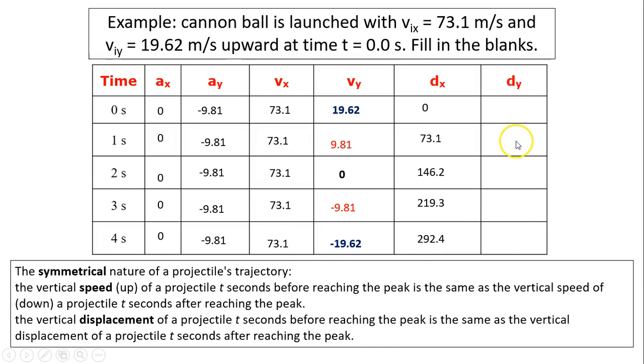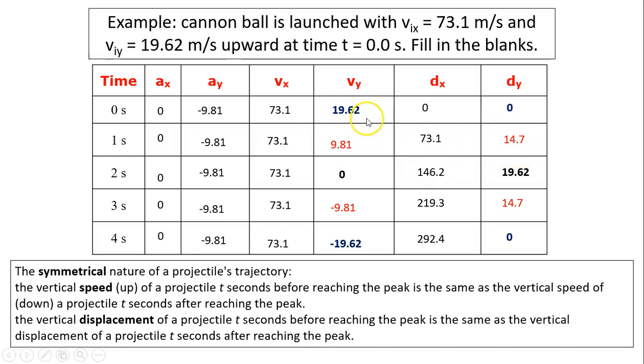Now let's talk about dy. How do we find dy? We use the equation Viy times time minus 1/2 ay times t squared. So these are the values you would get, 0. How did I get 14.7?